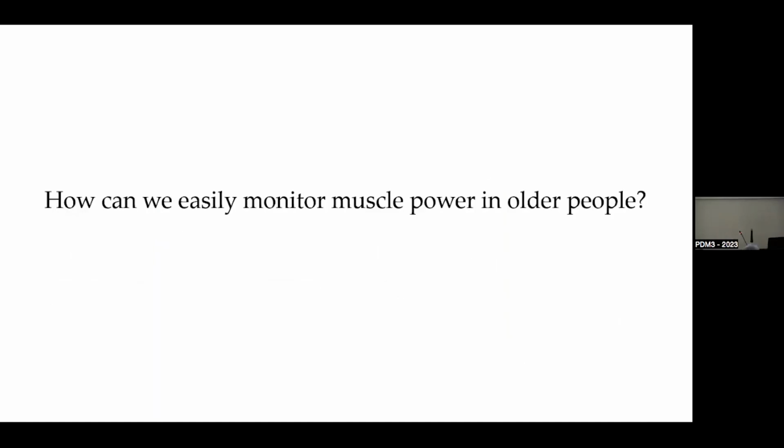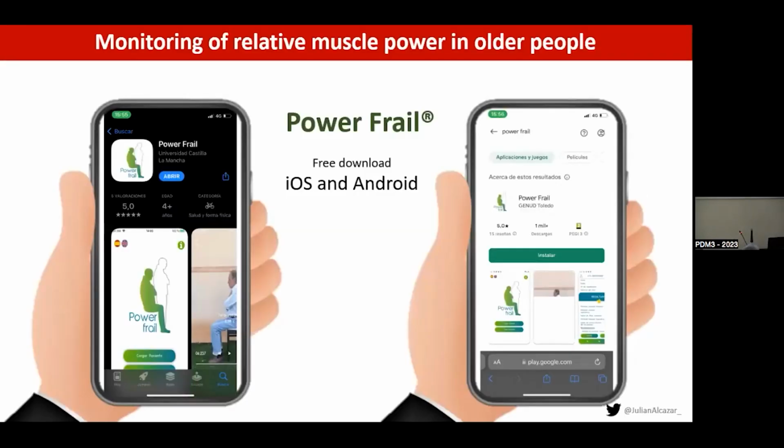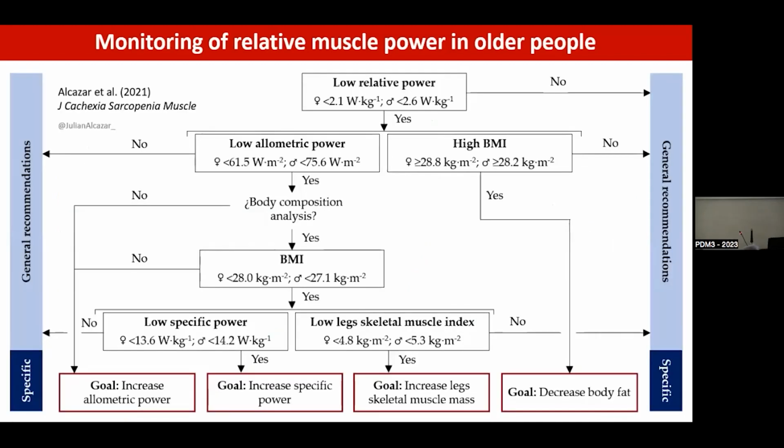And how can we easily monitor muscle power in older people? In this case, a little bit of propaganda as well. This is a free app that you can download for iOS or Android to assess muscle power. It's very easy to use, and you only need a chair and this tool, right?